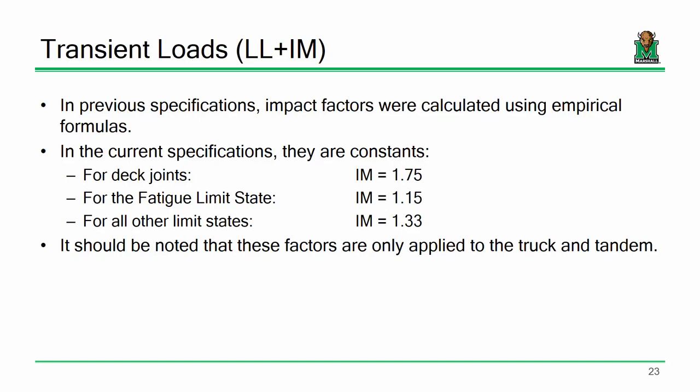We got two special cases for fatigue. We use 1.15 because the dynamic effect of that single truck is really not the biggest concern. It's the cyclic loading that matters for fatigue. Now with deck joints, the dynamic effects can be a little worse for them, so we bump that impact factor up a little bit. Okay. One thing, those impact factors are only applied to the truck and the tandem, to that vehicular component. That lane load, we don't amp that up at all.